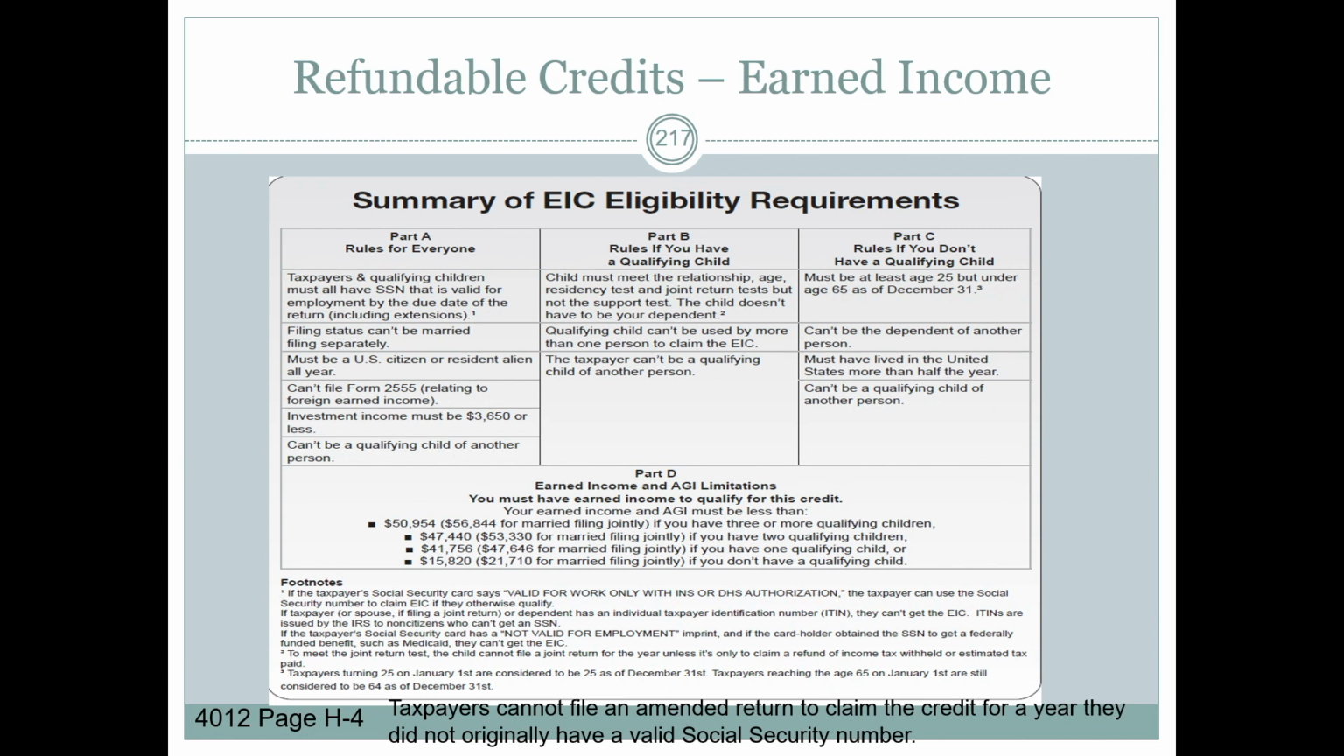There are some special footnotes that we need to bring to your attention. If the taxpayer's Social Security card says valid for work only with INS or DHS authorization, the taxpayer can use the Social Security number to claim the EIC if they otherwise qualify. If a taxpayer or spouse filing a joint return or a dependent has an individual taxpayer identification number, which we refer to as an ITIN, they can't get the EIC. And those numbers normally start with a 9.